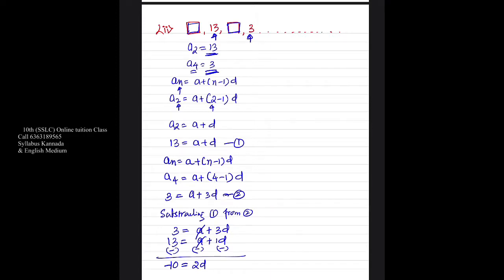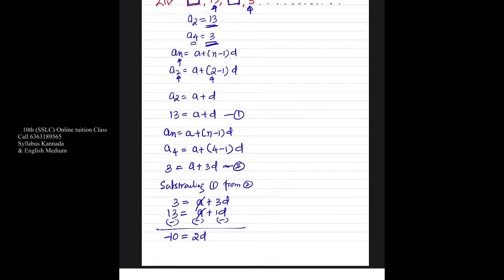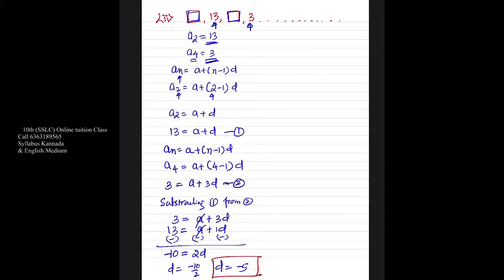ಓಕೆ, ಸೊ ಯು ಸಿಂಪ್ಲಿಫೈ ದಿಸ್ ಒನ್. ಸೊ ಏನಾಗುತ್ತೆ, D ಈಸ್ ಈಕ್ವಲ್ಸ್ ಟು ಮೈನಸ್ 10 by 2 ಆಗುತ್ತೆ. ಸೊ D ಈಸ್ ಈಕ್ವಲ್ಸ್ ಟು ಮೈನಸ್ 5. ದಿಸ್ ಈಸ್ ಯುವರ್ ಕಾಮನ್ ಡಿಫರೆನ್ಸ್. ಓಕೆ, ಏನಾಗಿದೆ, ಕಾಮನ್ ಡಿಫರೆನ್ಸ್ ಎಷ್ಟಾಯಿತು, ಮೈನಸ್ 5 ಆಯಿತು.